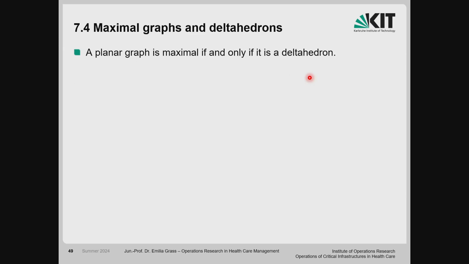Okay, so maximal graphs and deltahedrons. We know that a planar graph is maximal if and only if it is a deltahedron. So if you want to generate maximal graphs, then simply construct a deltahedron, a graph consisting only of triangles. And then you instantly get a maximal graph. Okay, and this helps us because then we can arrange the units optimally to the rooms.